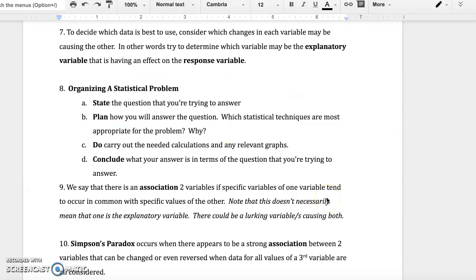We stay away from the terms independent and dependent variable because independence means something different with statistics. So we use the words explanatory and response variable. Explanatory, X being graphed on the X-axis, response being graphed on the Y-axis.